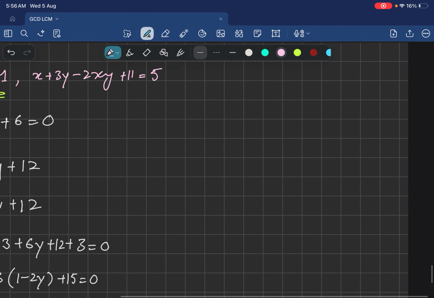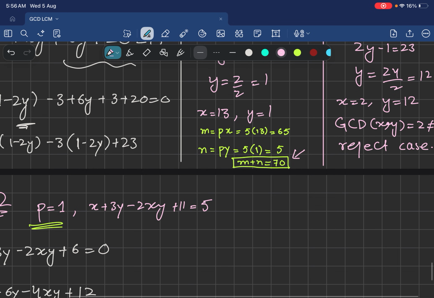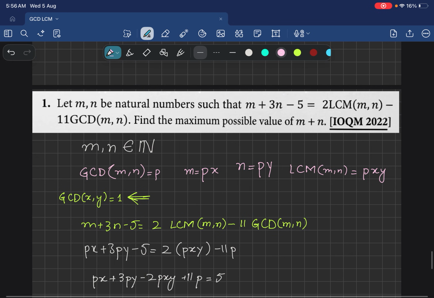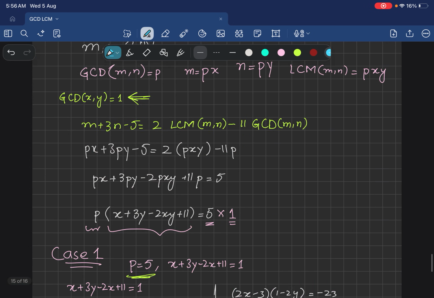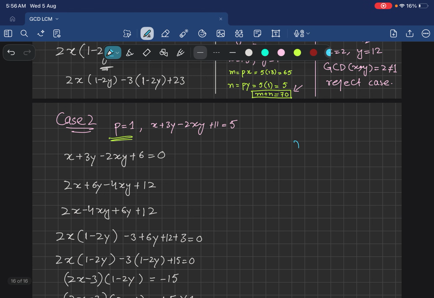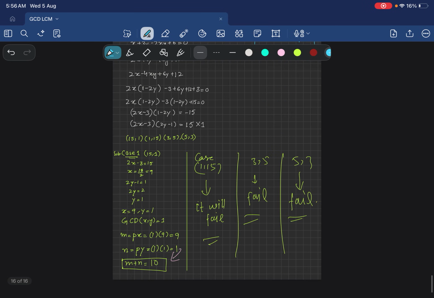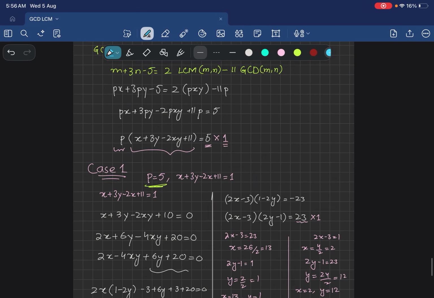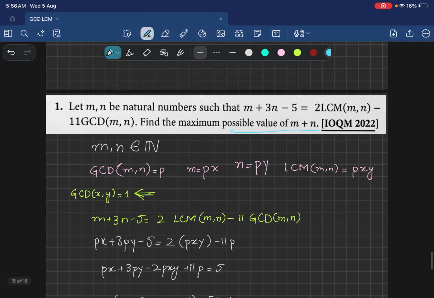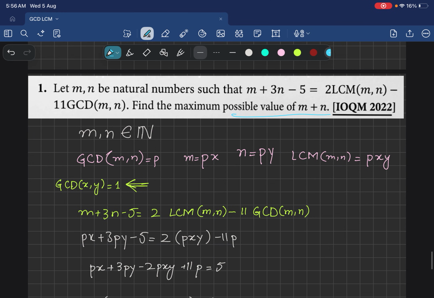So the only cases that succeeded gave m plus n is equal to 10, and m plus n is equal to 70, and it asks for the maximum possible value of m plus n. Therefore the max value is 70, because 10 is the minimum possible value. So yeah, this was the question.